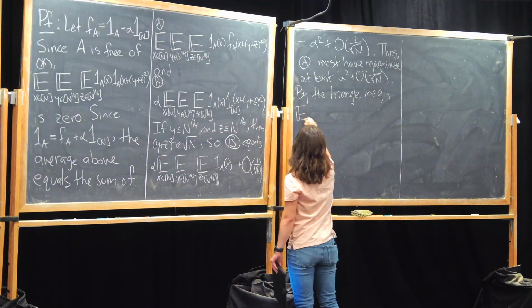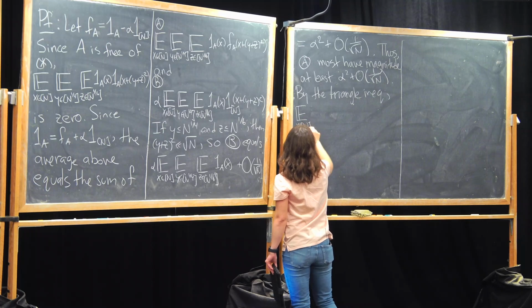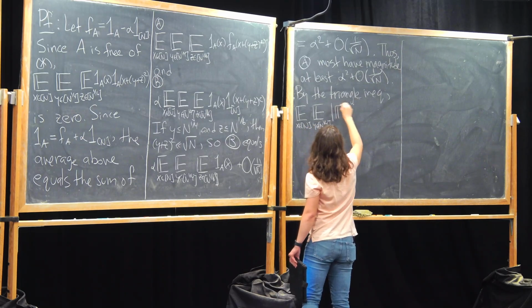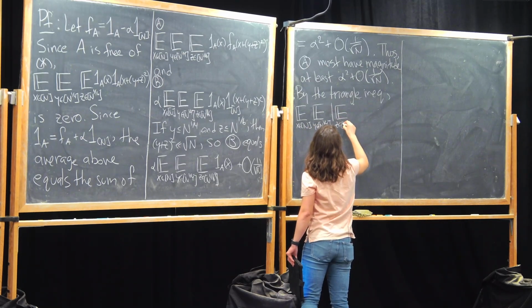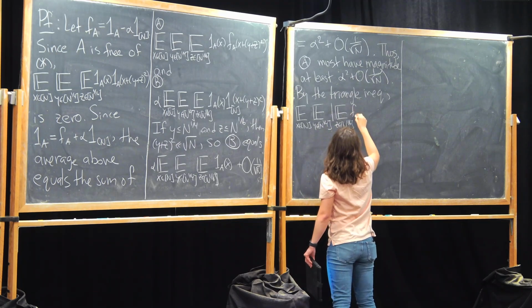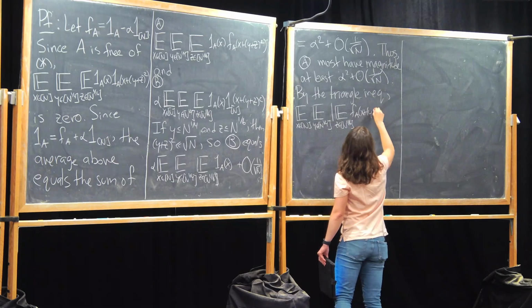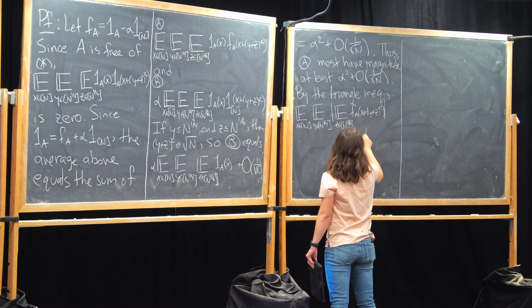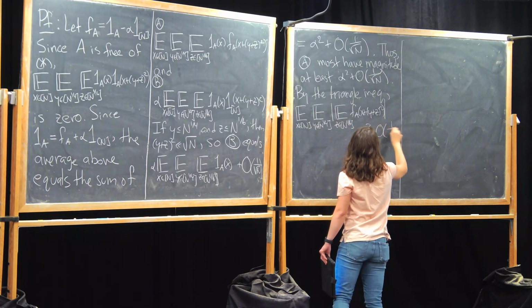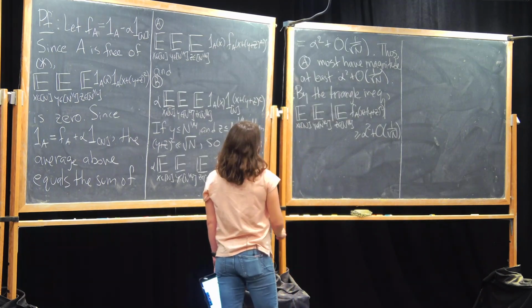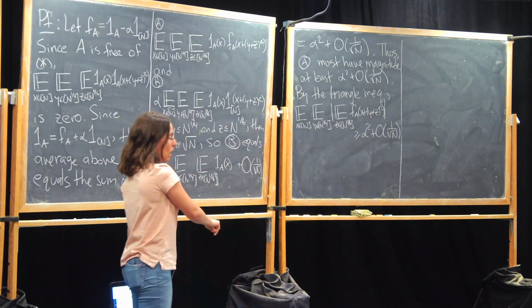So then we have that the average over x, average over y, then absolute value bar, and average over z, of balanced function, x plus y plus z squared. This is at least alpha squared plus big O of 1 over square root of n. So now I'm going to apply Cauchy-Schwarz.